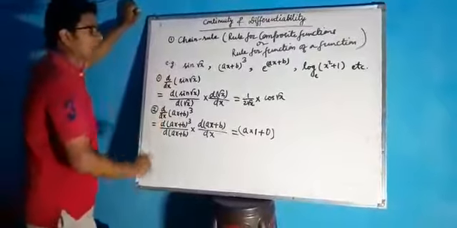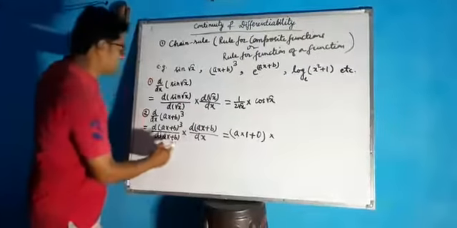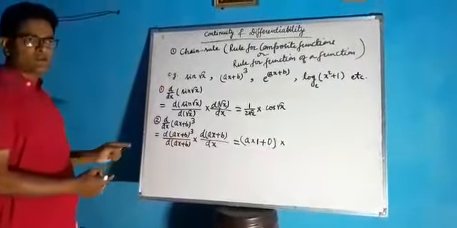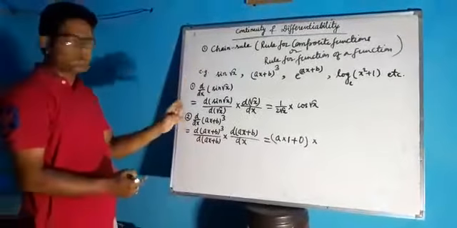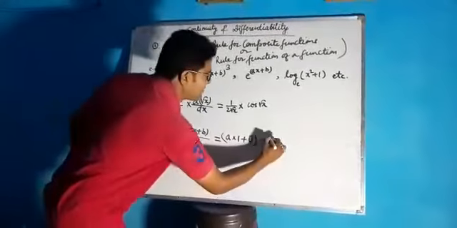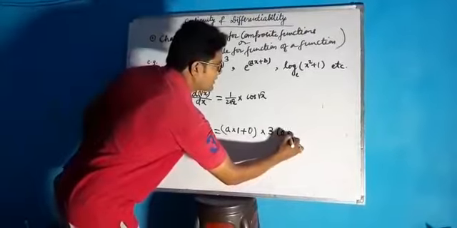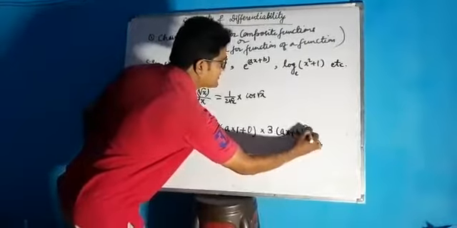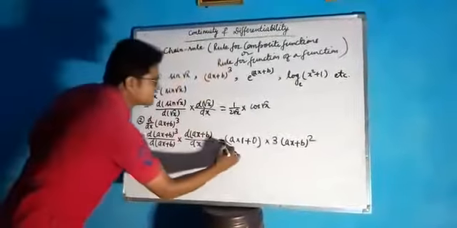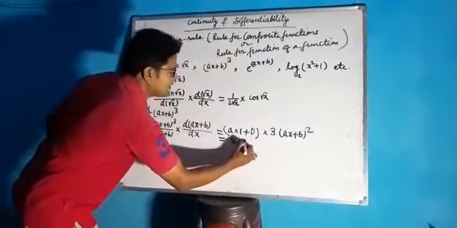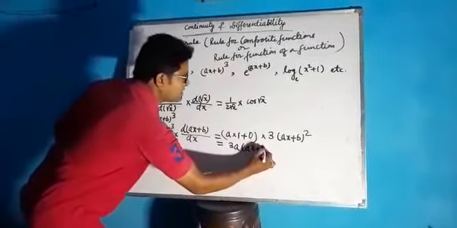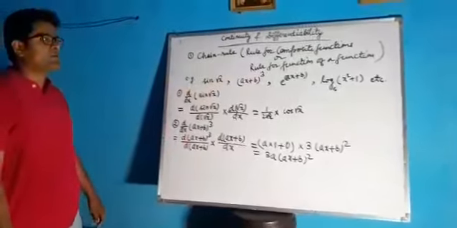Now derivative of this is as per the formula: x to the power n, its derivative is n x to the power n minus 1. So we can simply apply 3 into ax plus b to the power 3 minus 1, that is 2. So your result is 3a into ax plus b to the power 2. So in this way you understood it.